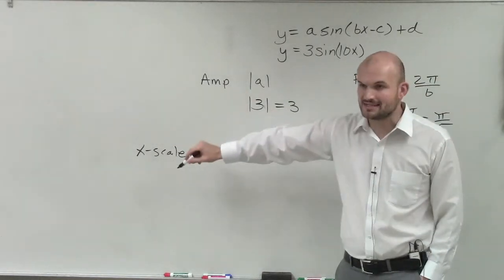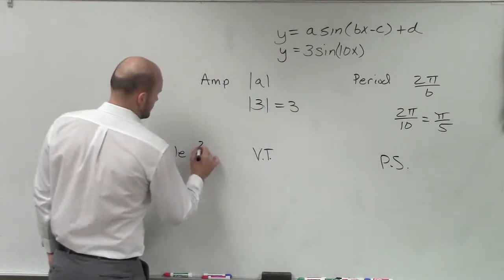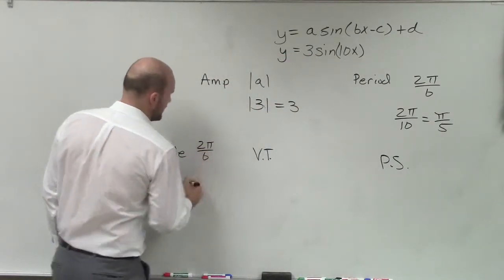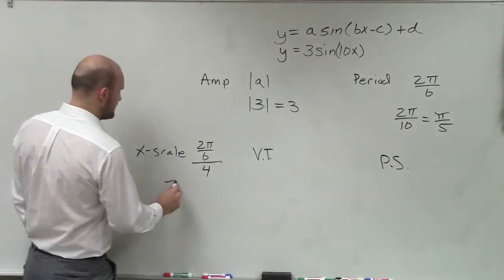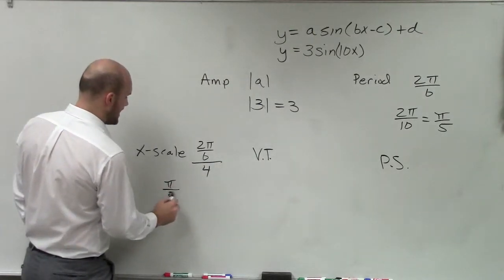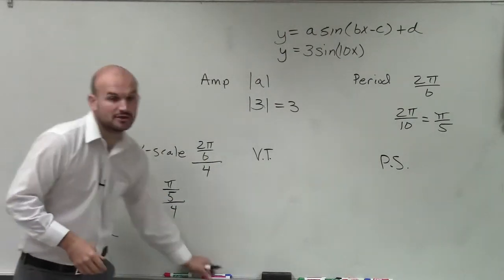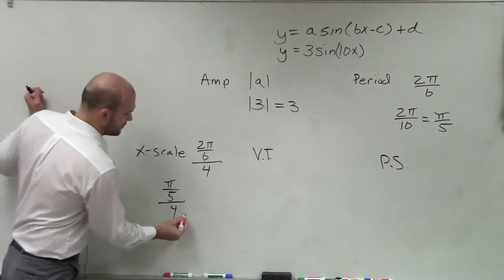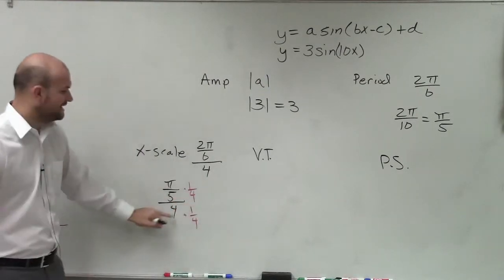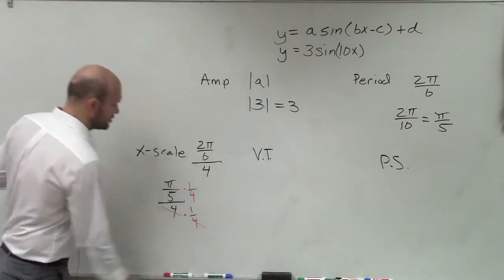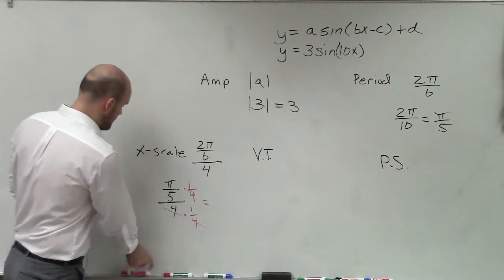Well, ladies and gentlemen, the x scale, remember, is when you take your period, 2 pi divided by b, and you divide it by 4. So in this case, I have pi over 5 divided by 4. So again, to do this, what we can do is multiply by the reciprocal. 1/4, 1/4. Any number multiplied by its reciprocal just multiplies to 1. So we're left with a final x scale of pi over 20.